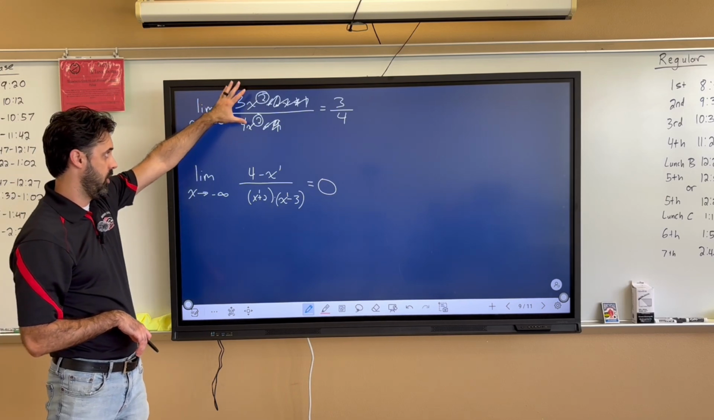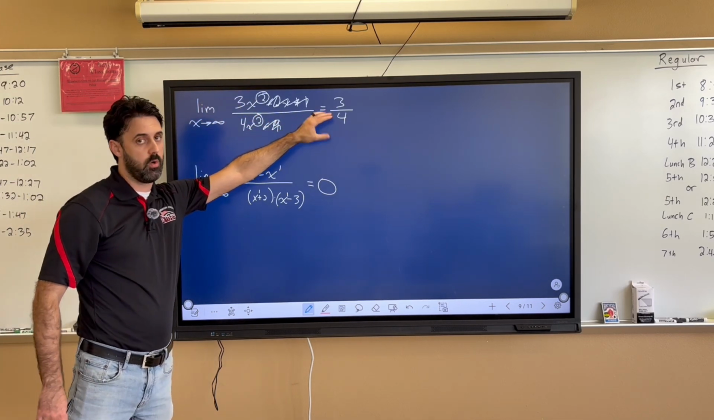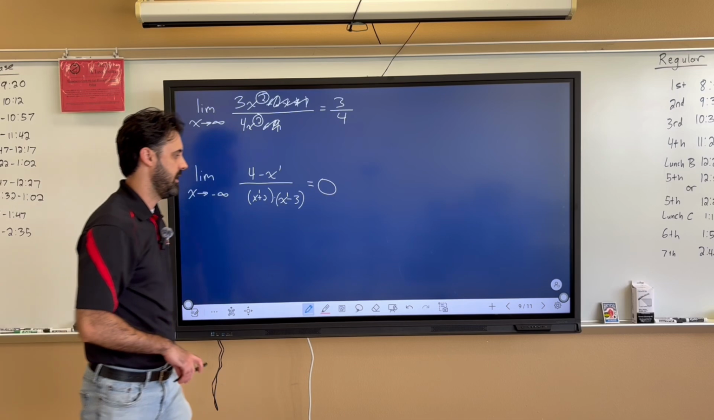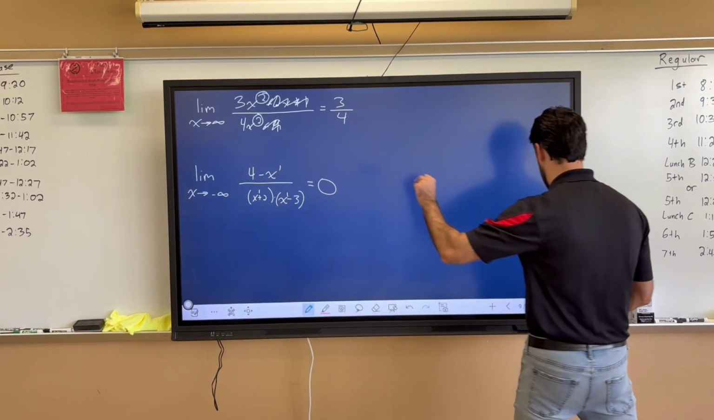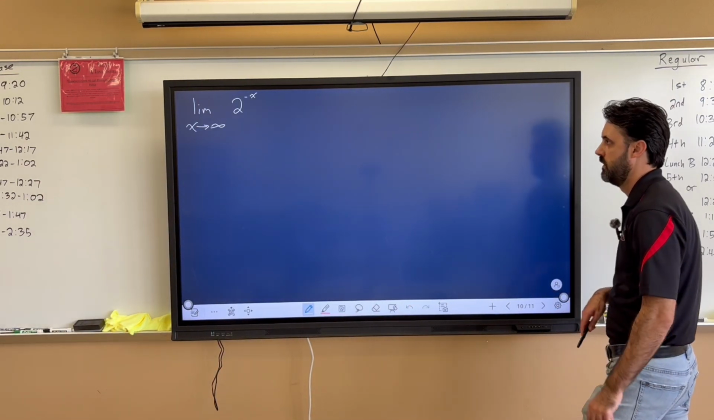Whenever it's a polynomial divided by a polynomial, there's only going to be one horizontal asymptote. All right, again, there's a case where there's two, but it's not polynomials. We'll get to those in a little bit.